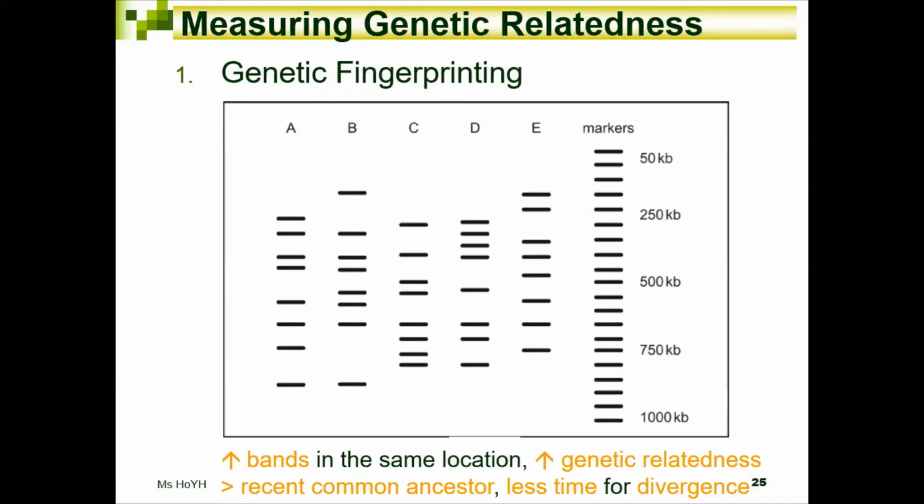For example, between A and B, how many bands are similar in location? Quite a lot, isn't it? These two are the same, these two are the same, these two are the same. So the more similar the location of the bands, the more related they are to one another. That means the common ancestor is more recent, isn't it? The time for them to diverge from one another is less. That's why they have more similarity in genetic makeup.